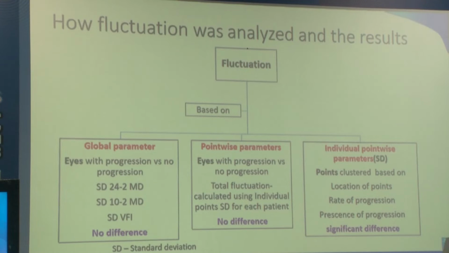So how did we analyze fluctuations? We analyzed fluctuation based on global parameters and point-wise parameters among the eyes with and without progression. And for the third group, we clubbed the points based on their individual characteristics such as location, rate, and presence of progression. What we found was that in the first two groups there was no difference, and in the third group we found a significant difference in terms of fluctuation.